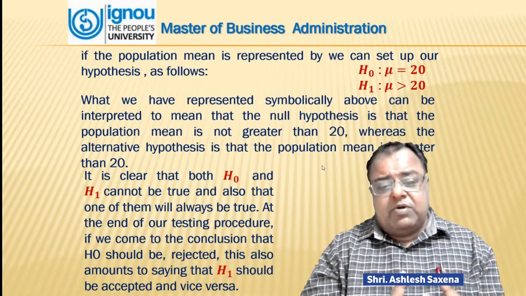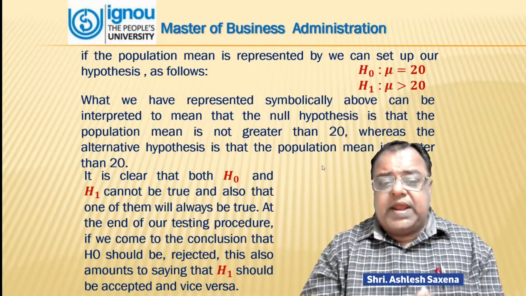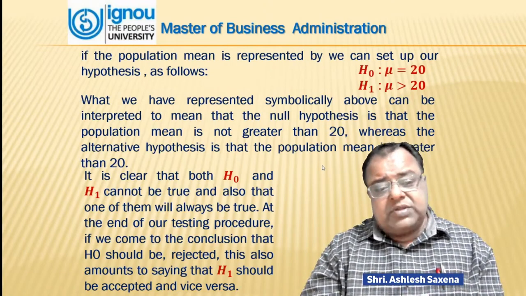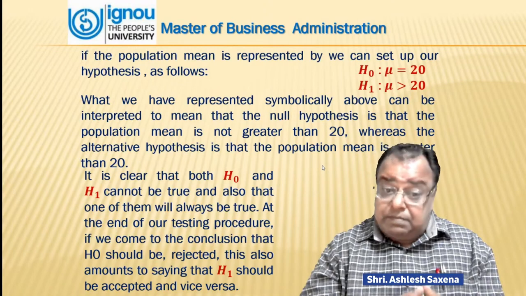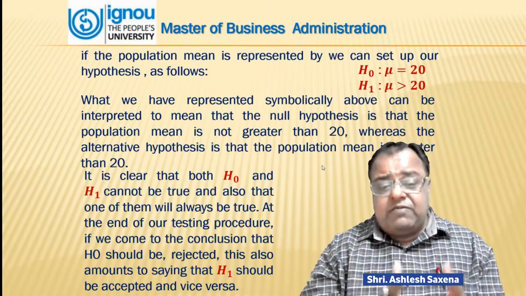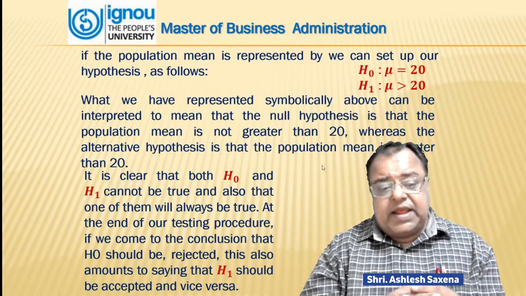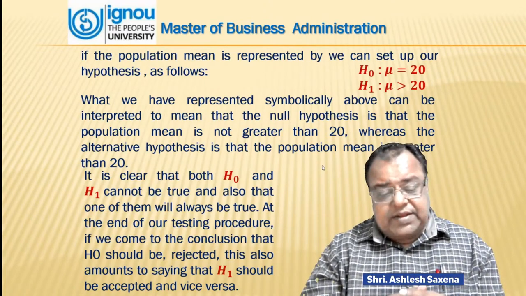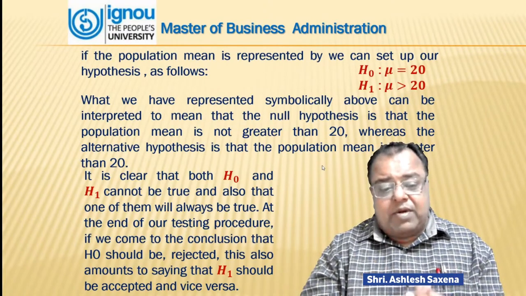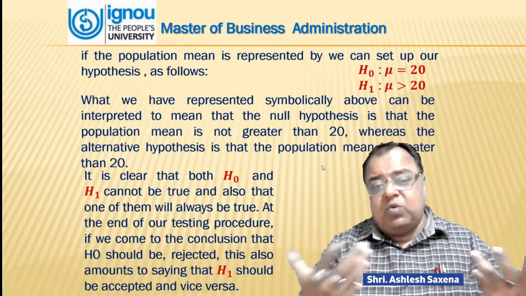It is clear that both H0 and H1 cannot be true, and also that one of them will always be true. At the end of our testing procedure, we will come to the conclusion that H0 should be rejected. This also amounts to saying that H1 should be accepted, and vice versa.